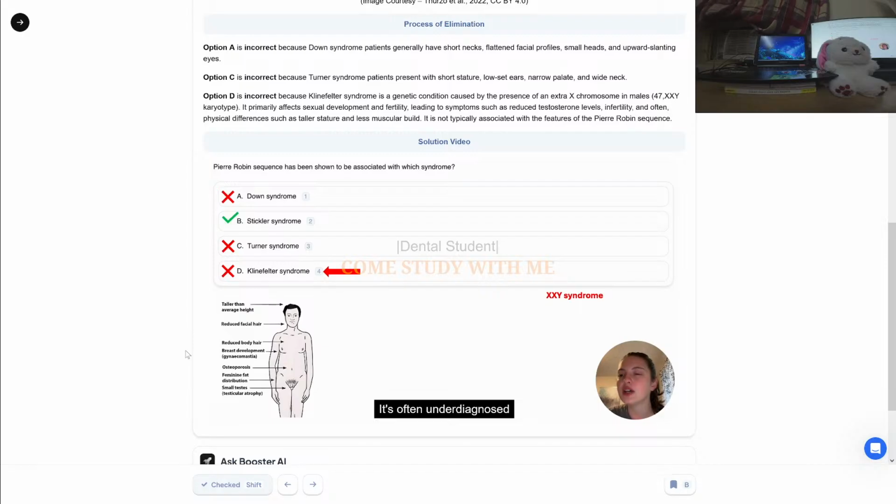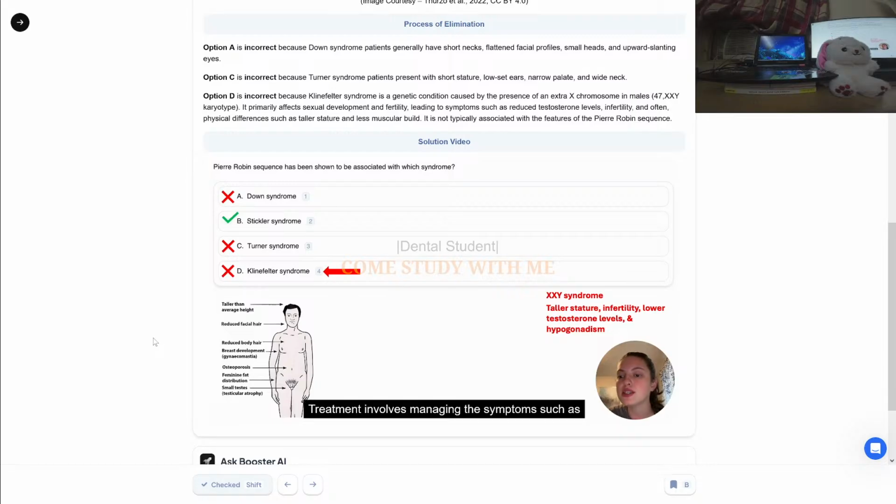It is often underdiagnosed because the symptoms vary greatly from patient to patient and can be pretty mild. Typical symptoms seen in this condition include taller stature, infertility, lack of body and facial hair, reduced muscle mass due to lower testosterone levels, as well as learning disabilities. These patients may also develop breast tissue during puberty, have hypogonadism, and other systemic problems such as cardiovascular conditions and autoimmune conditions. This condition is diagnosed via a karyotype to examine the chromosomes, and there's currently no cure.